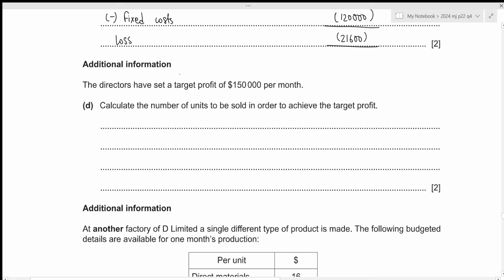We have been given additional information. The directors have set a target profit of 150,000 per month. We now need to calculate the number of units to be sold in order to achieve the target profit. So in order to calculate these number of units, we can just follow the statement of the marginal costing. We can start with the number of units. Then we can multiply the contribution per unit to it so that we can get our total contribution.